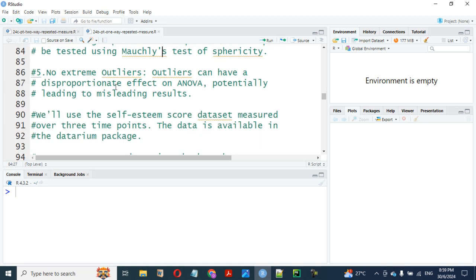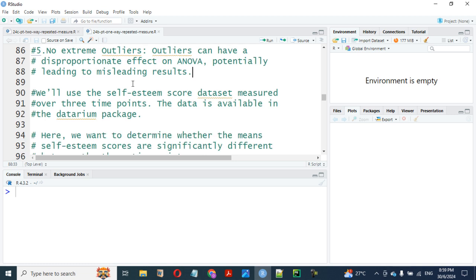So, no extreme outliers. Outliers can have a disproportionate effect on ANOVA, potentially leading to misleading results. So we have to limit outliers. It's not that there cannot be any outlier at all, but it must not be extreme. That's what we're talking about.